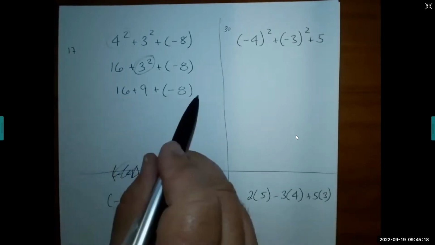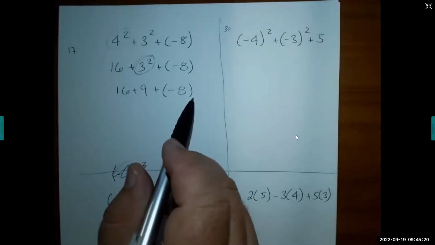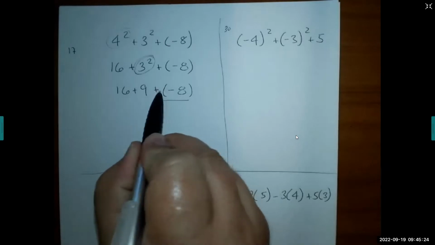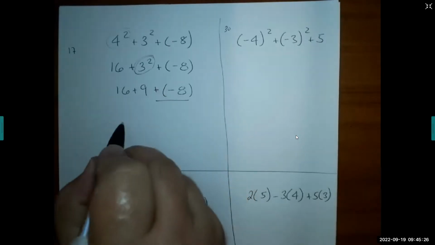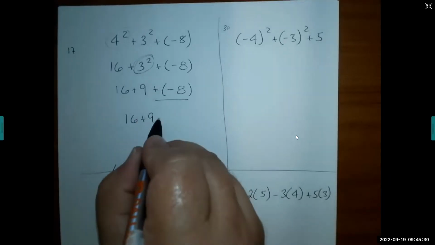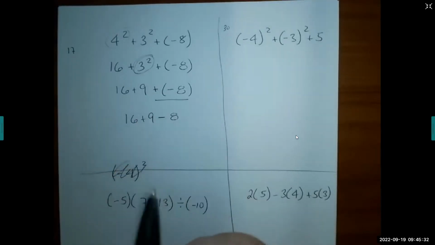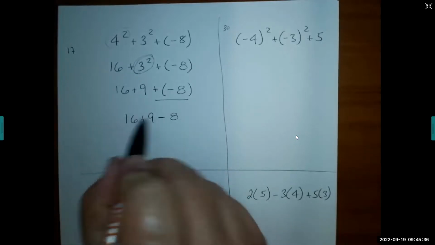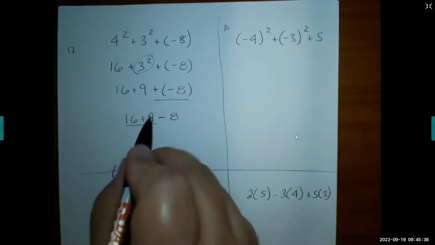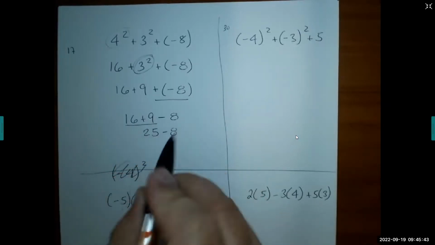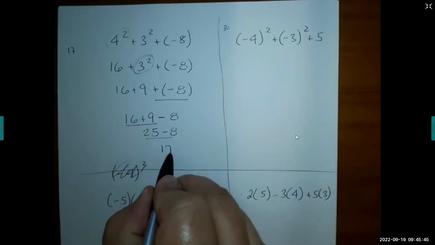No more special operations, any multiplication, division? Right here, multiplication. You can't have 2 signs next to each other. A positive times a negative is a negative. No special ops, no multiplication, division, so left to right. 16 plus 9, 25. 25 minus 8, 17. Very good.